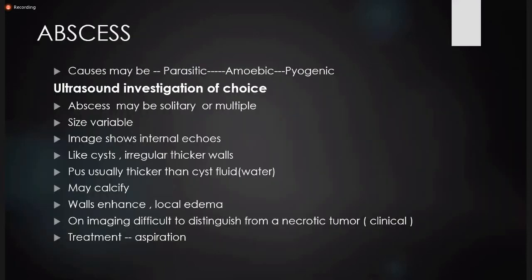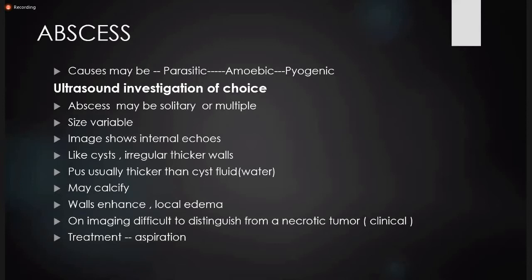Abscess. Liver abscess is a very common pathology that will come around. They can be parasitic, amoebic, pyogenic. Abscess may be solitary or multiple, variable size, shows internal echoes. These may calcify, these may show wall enhancement, and they are usually indistinguishable from a necrotic tumor. So diagnosis is usually done on clinical basis, because the patient with abscess will come to you with high-grade fever and abdominal pain and tenderness. Patient with tumor will not have fever or abdominal tenderness.